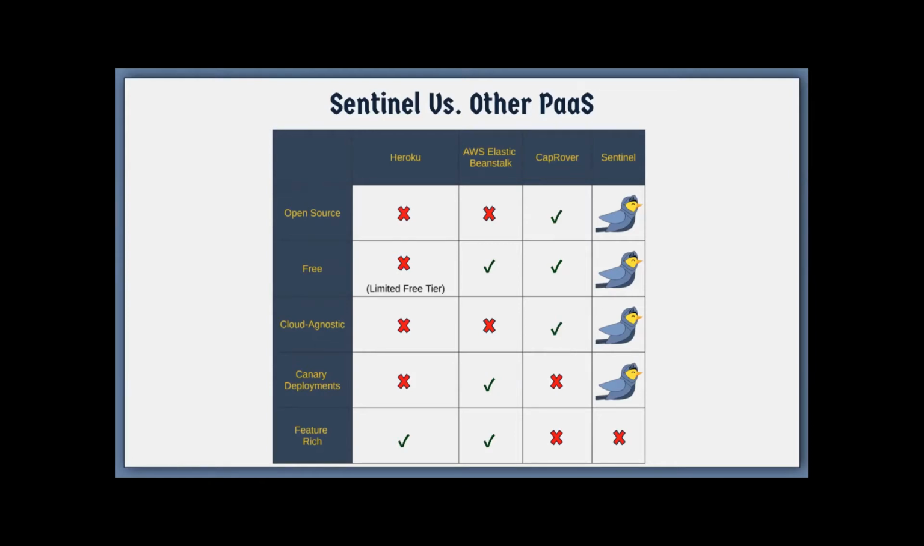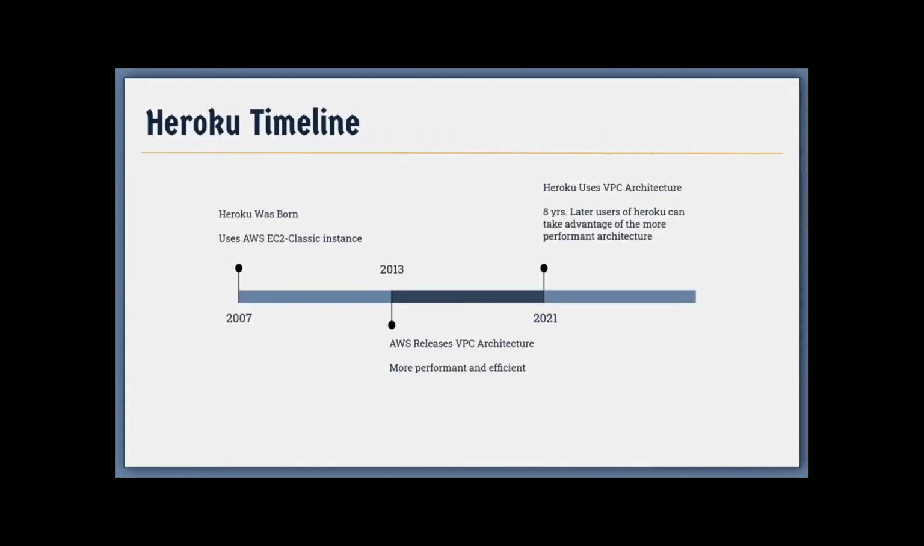Now, with the closed source option, you'll always be at the mercy of when or if they make any changes to the infrastructure. To really highlight that last point, since Heroku started back in 2007, they've been using AWS's EC2 Classic instances. At that time, they were the latest and greatest compute instances available at AWS. But in 2013, AWS launched a more performant and efficient VPC architecture. Only recently, in October 2021, did Heroku finally make the switch to the new model that AWS offers. So there would have been an 8-year period of time where you've been left out from taking advantage of a more performant and efficient architecture.